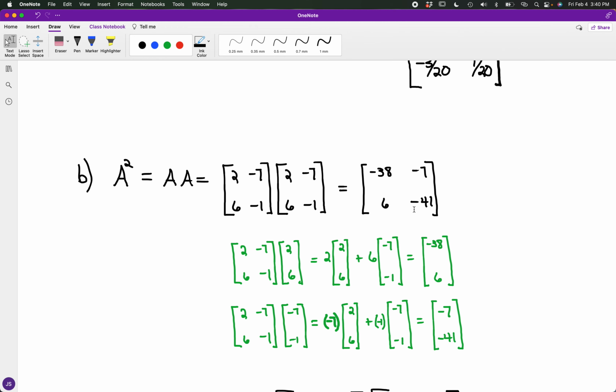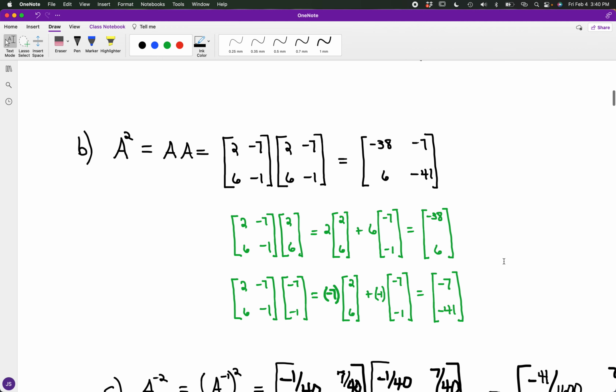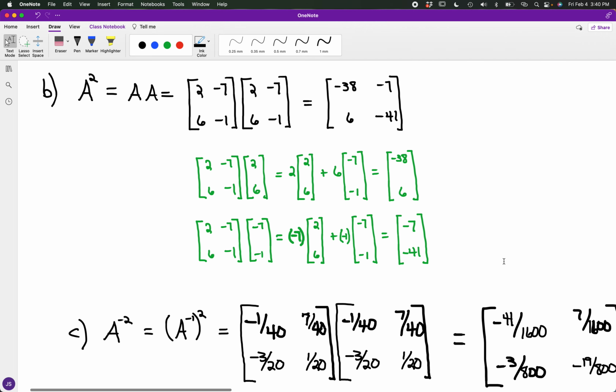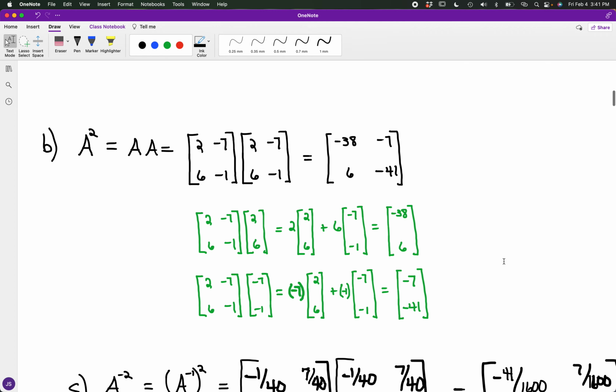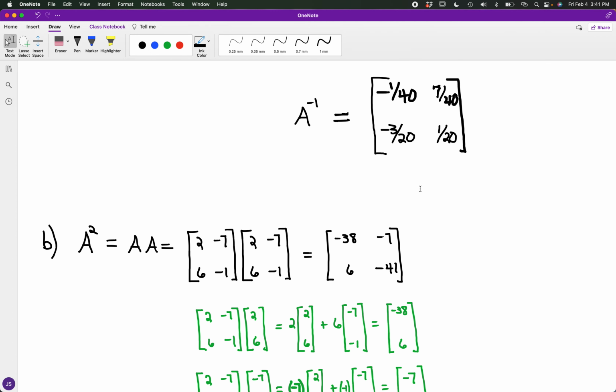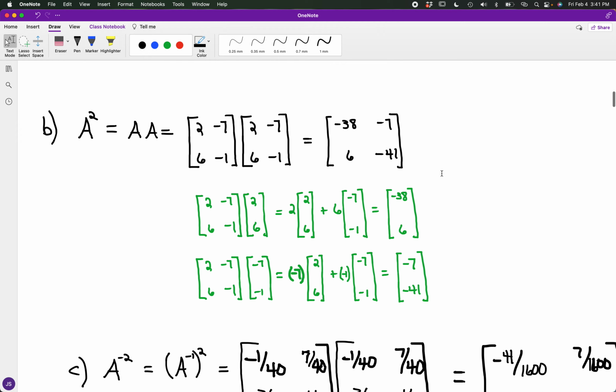Clustering together these 2 by 1 matrices into the 2 by 2 matrix product, for A squared, the top row will be negative 38, negative 7, and the bottom row, 6 and negative 41. Now for the square of the inverse of A, I can do this through either of two approaches. The square of the inverse of A is A to the negative 2, the square of A to the negative 1. And we just arrived at the inverse of A with these 4 fractions.